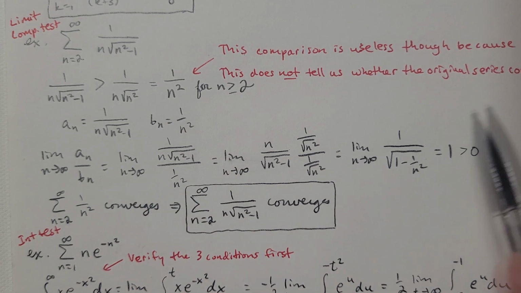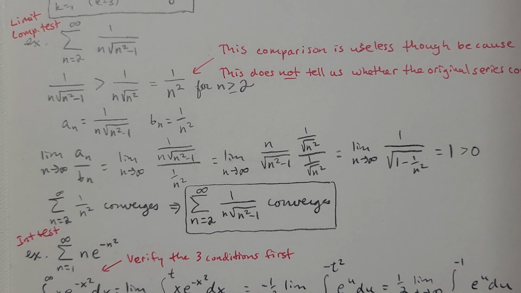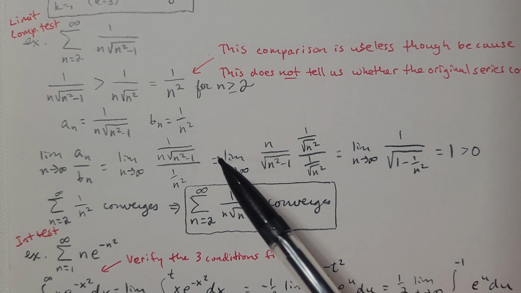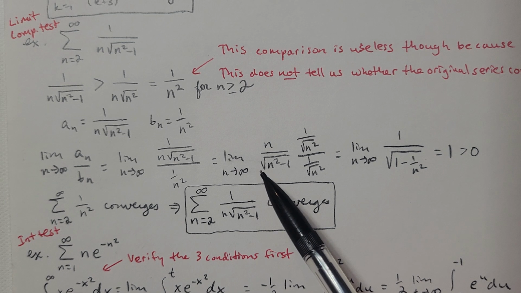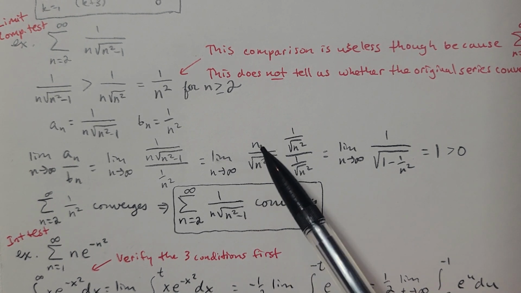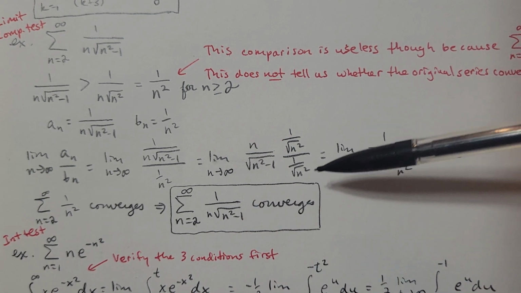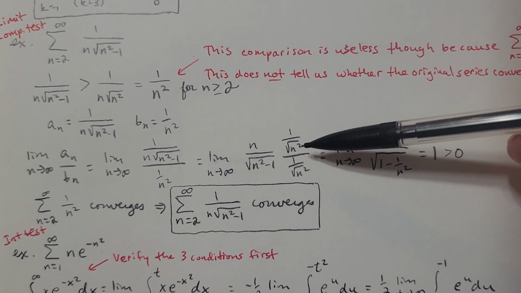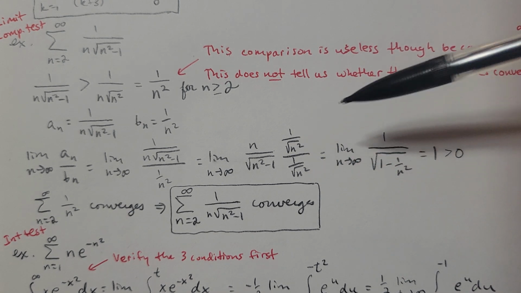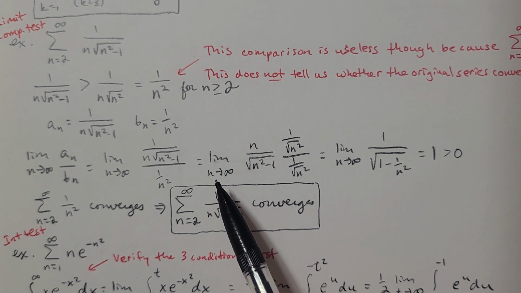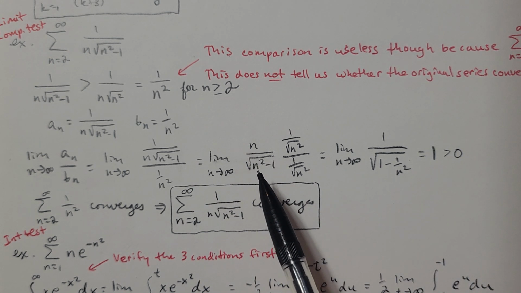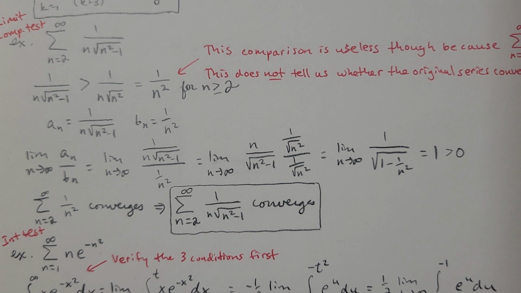So I've got the limit as n approaches infinity of 1 divided by n times the square root of n squared minus 1, divided by 1 over n squared. If I flip the denominator, n squared over n, that's n, and now I'd still be in an indeterminate form here, infinity over infinity. I'm going to multiply the top and bottom by 1 over the square root of n squared, which is 1 over n. So I've got the limit as n approaches infinity of n divided by the square root of n squared minus 1, times 1 over the square root of n squared, divided by 1 over the square root of n squared.